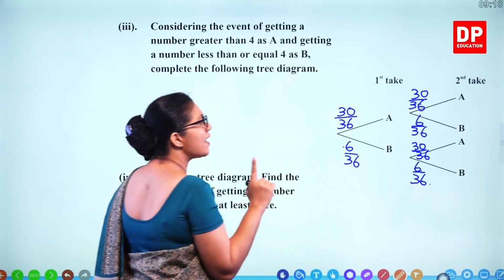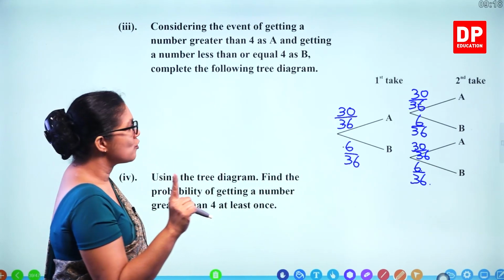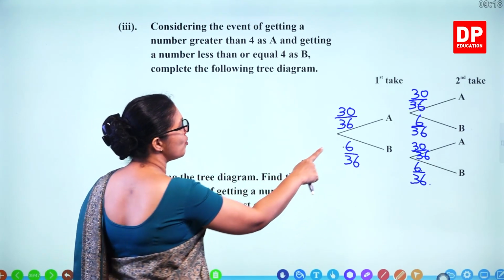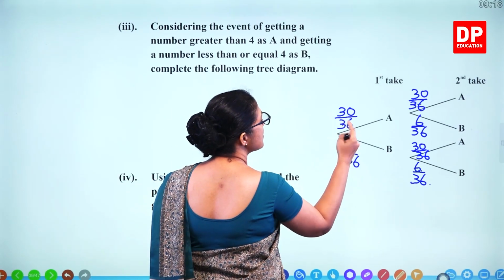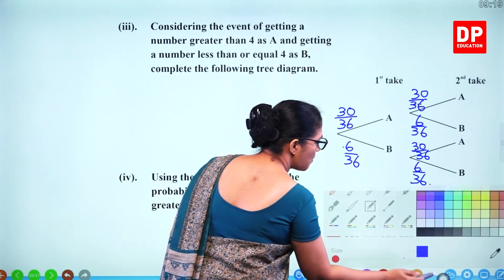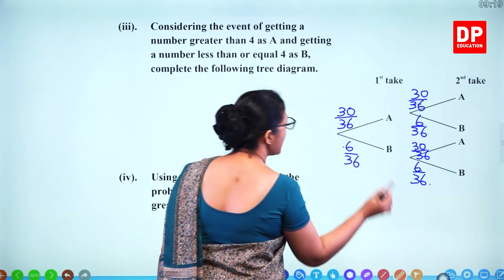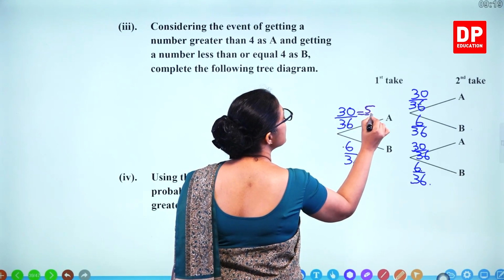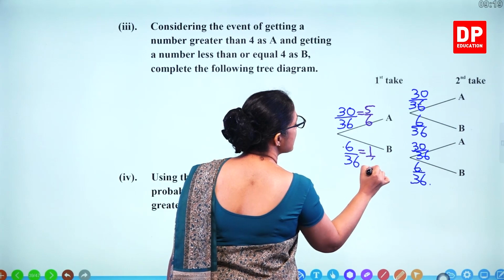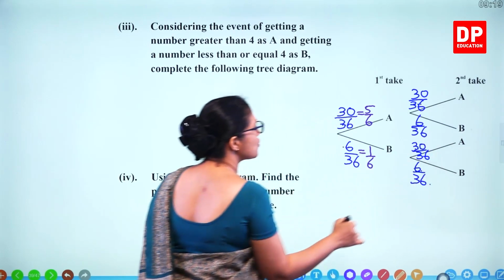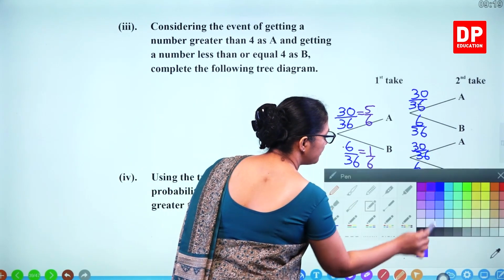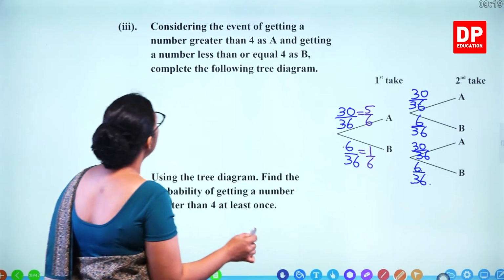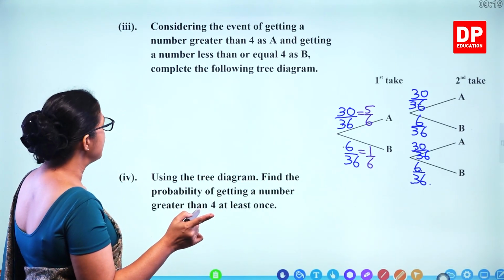You can simplify and write down as well. So if you are simplifying, this is 1 over 6 and 5 over 6. It's better to write the simplified version, so for the multiplication. So I'll do that, 5 over 6 and 1 over 6. So these ones also you can simplify and write down. Then complete the following tree diagram.